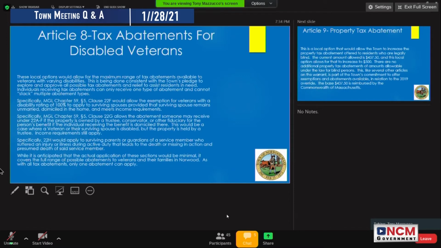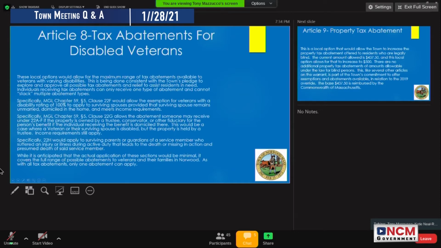It may seem like, geez, what is the likelihood that someone will receive the abatement if the property is owned by a trustee or other fiduciary for the person's benefit, if the individual receiving the benefit is domiciled there? So that might be the case if you have a disabled individual who should be receiving it as a result of a deceased veteran who was their caretaker. Those are very, very minimal applications of these, but we wanted to make sure that they were all available so that we can do everything we can do for our veterans.